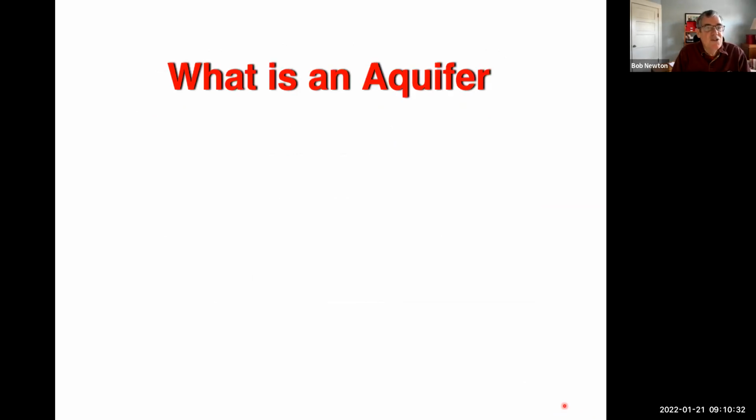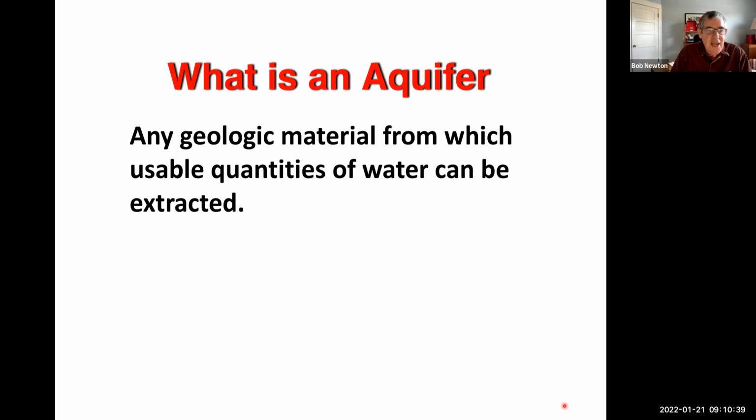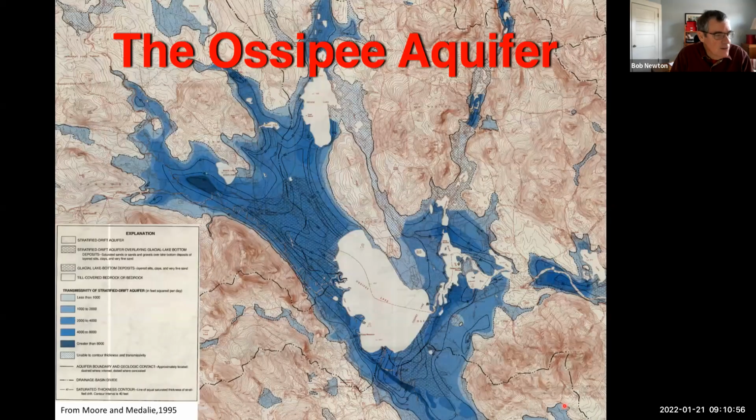Okay, so the first question is, what is an aquifer? An aquifer is simply any geologic material from which usable quantities of waters can be extracted. So it has a very general, easy definition. If you can get water out of it, then it is an aquifer. And so with that definition, we can think about the Ossipee Aquifer.